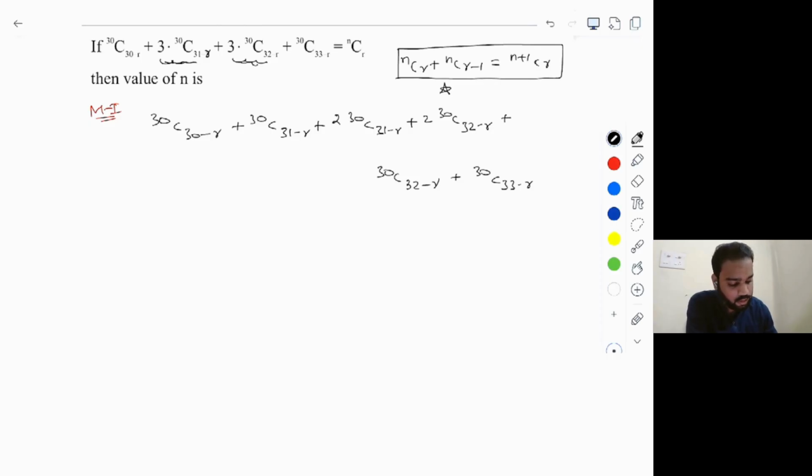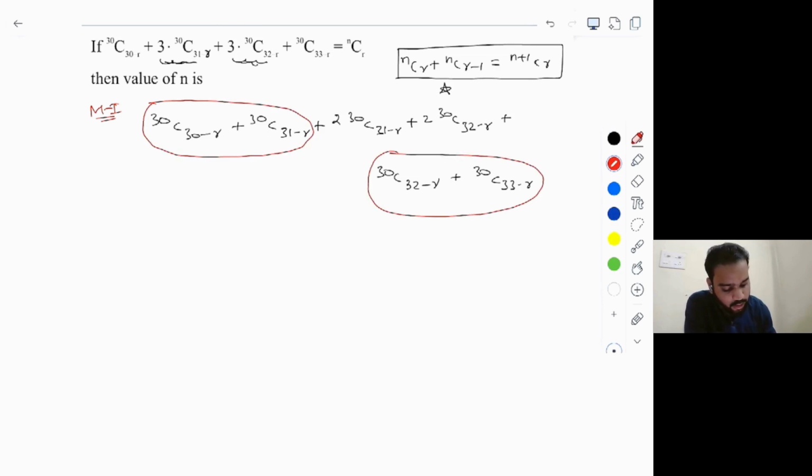The main reason is you can notice the pairs here. This is one pair and this is one pair here, and in the remaining terms also, if you take two common, it is exactly forming a pair. And all of these are following the same formula, that is nCr plus nC(r-1) is equal to (n+1)Cr. Now, let's start applying the formula here.